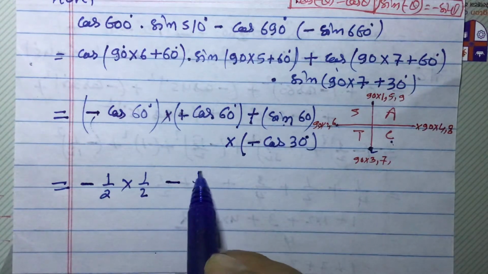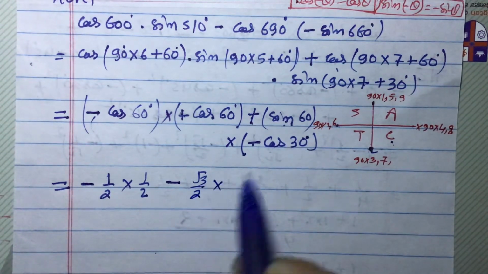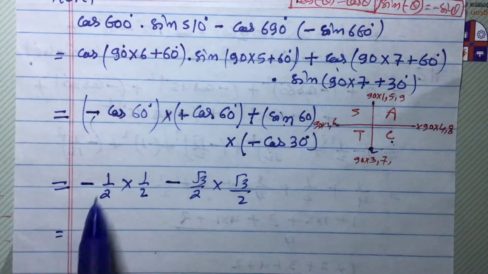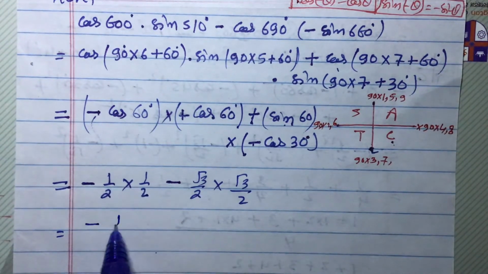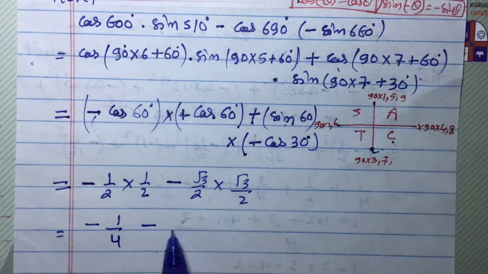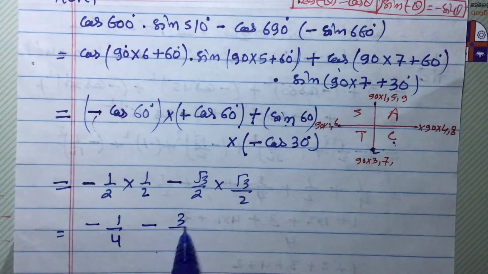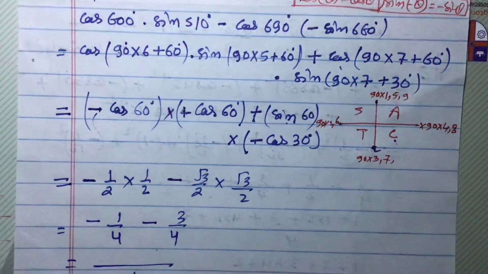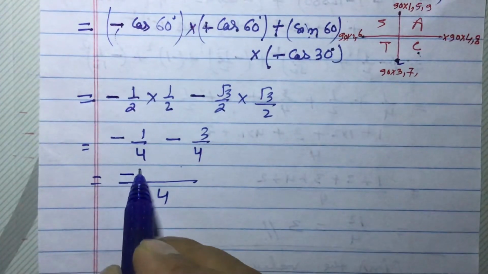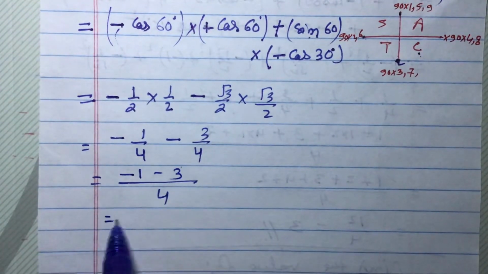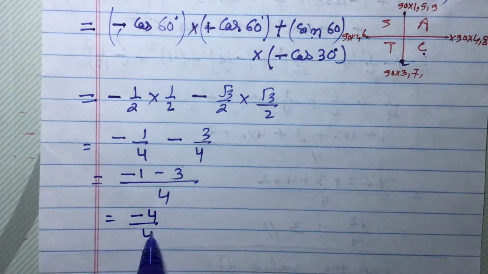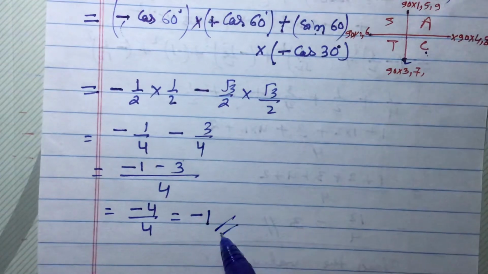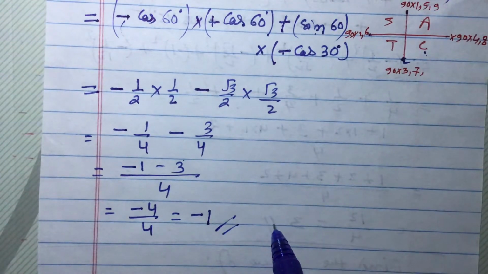Sin 60 is root 3 by 2. And again, cos 30 also root 3 by 2. We can put like this. So this is equal to minus 1 times 1, 1 by 4, and again minus root 3 times root 3, 3 by 4. We can write this is equal to LCM 4. If you take 4 as LCM, then it will be minus 1 minus 3. So this is equal to minus 4 by 4, which is equal to minus 1. This is the value of this one. So in this way, we can find its value.